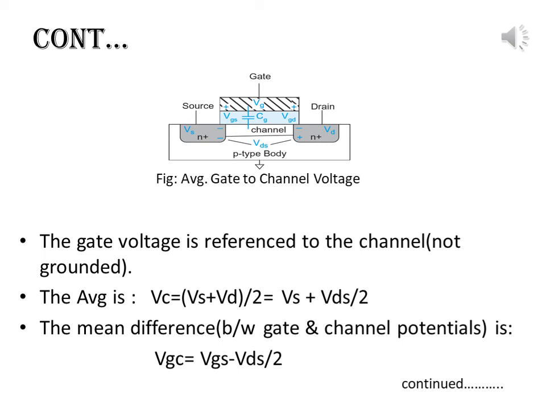Therefore, the mean difference between the gate and channel potentials, VGC, is VGS minus VDS by 2, which is as shown in figure. The average gate to channel voltage is as shown in figure.